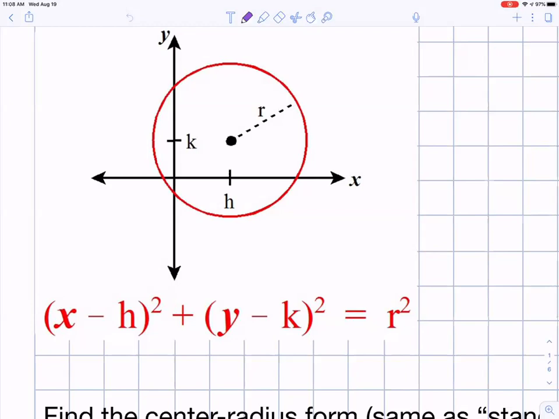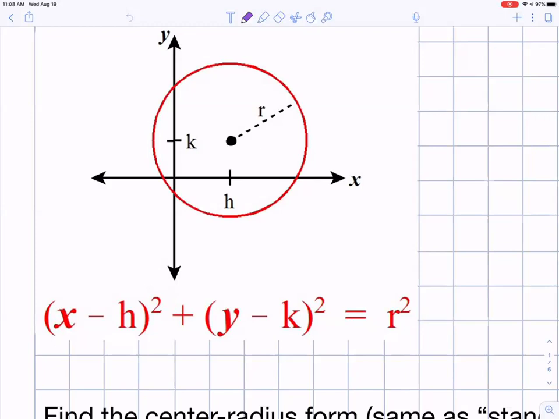I mean, look at it. It says something squared plus something squared equals something squared. Right? Isn't that what the Pythagorean theorem says? A squared plus b squared equals c squared. Right? So this is basically the Pythagorean theorem on steroids. That's all it is. Okay, so since you've seen the Pythagorean theorem before, this is no big deal.